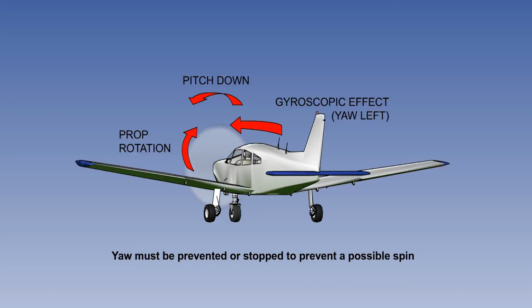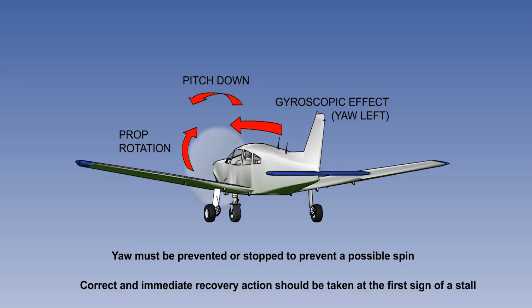This would be particularly true in a high-power, low-speed situation, such as after takeoff or during a go-around, where the pilot's attention could be diverted from the speed and balance. If a stall does occur in this situation, correct and immediate recovery action should be taken at the first sign. Forward movement of the control column, ailerons neutral, and rudder to prevent yaw. A stall that develops into a spin at low level could be irrecoverable.